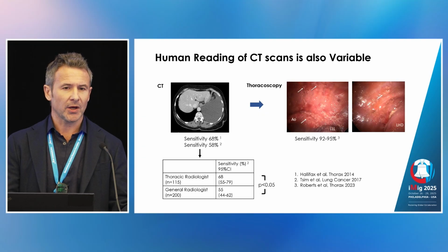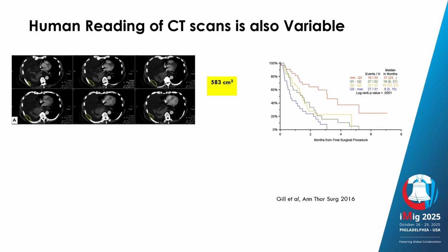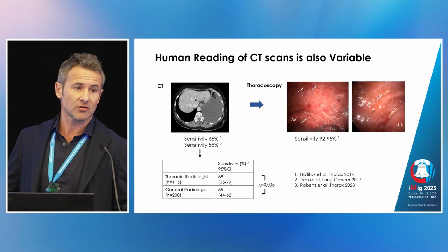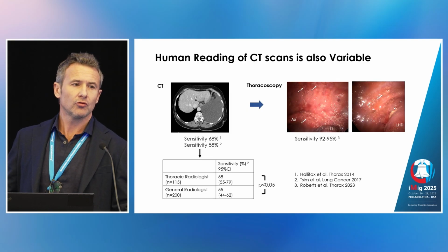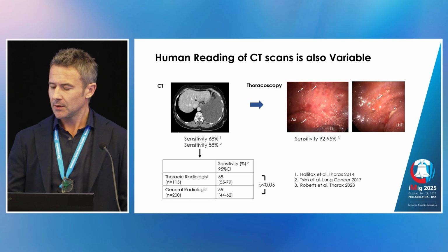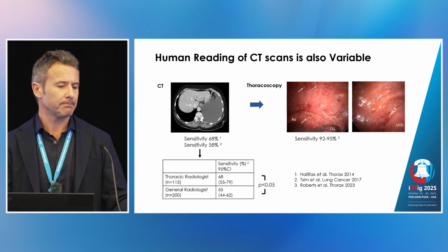But the performance depends on which human reads the scan. These numbers here correspond to the sensitivity, so how good the radiologist is at picking up mesothelioma, depending on whether they happen to be an expert thoracic radiologist, so somebody who specialises in chest scans, or a general radiologist. So the individual human who reads your scan affects the result, basically. And that's not what we want if we want equity and we want a high performance across all patients.